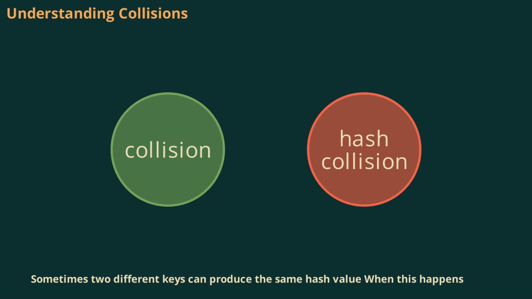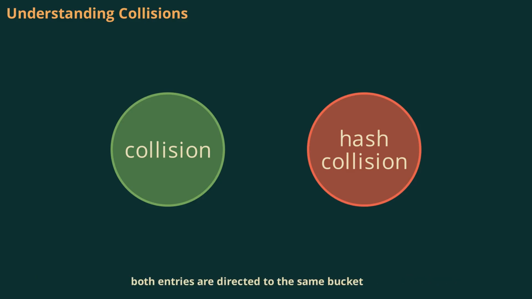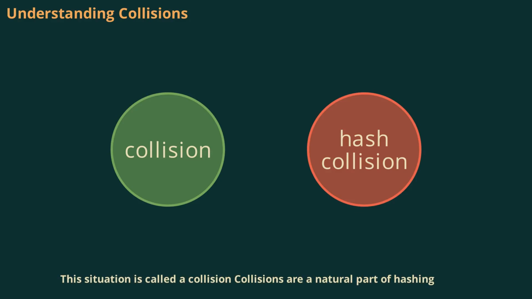Sometimes two different keys can produce the same hash value. When this happens, both entries are directed to the same bucket. This situation is called a collision. Collisions are a natural part of hashing, and HashMap has strategies to handle them efficiently. Without proper collision handling, data could be lost or overwritten, so it's a critical part of the HashMap design.